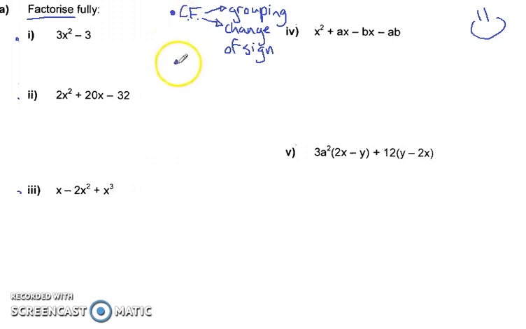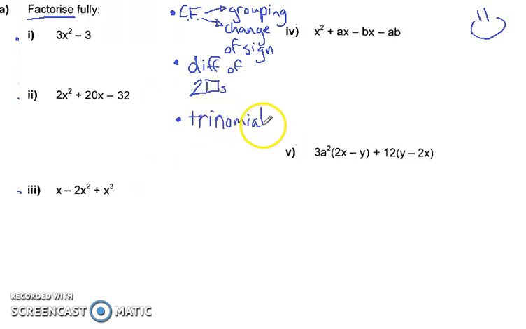The second thing we can look for is a difference of two squares. So let's write that down, difference of two squares. The third thing we can look for is factorizing a trinomial. Trinomial. And the last thing is the sum or difference of two cubes.